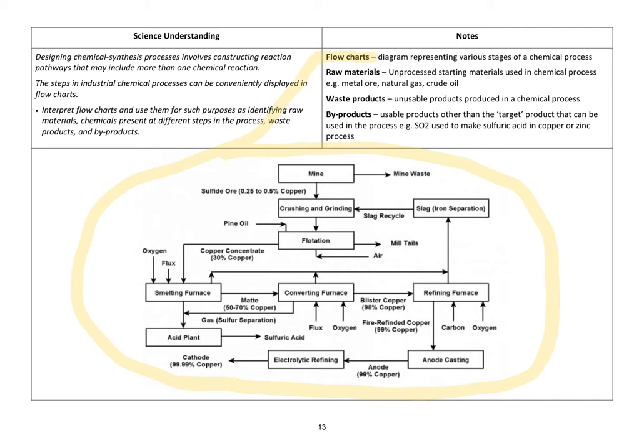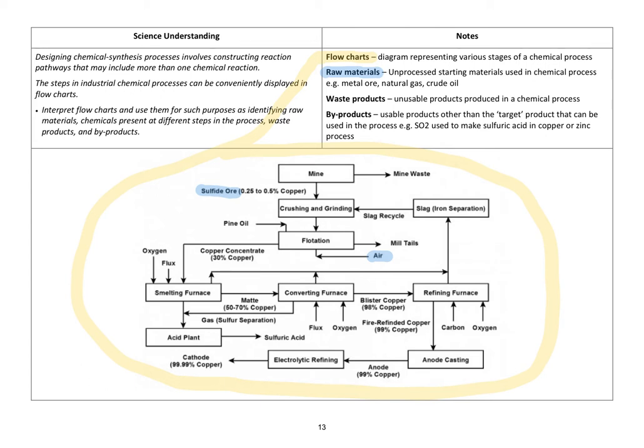Raw materials are unprocessed starting materials used in chemical processes, e.g. metal ore, natural gas, crude oil. So if we look at this one, we have some sulfide ore coming in here. That would be one example of a raw material. We also have some air coming in here. That's a raw material. It's used in an unprocessed form. There are other things that go into that, like oxygen and carbon, but they are not in an unprocessed form, so we wouldn't necessarily call them raw materials. They are probably chemicals that are added at various points.